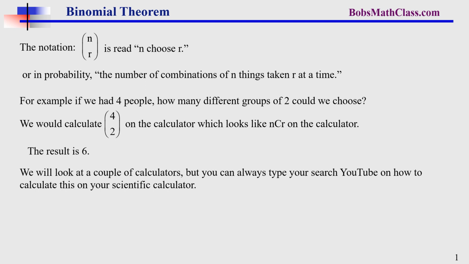We're not really going to work on probability, but if we were, a way we would say this is the number of combinations of n things taken r at a time. For example, if we had 4 people, how many different groups of 2 could we choose? We could get that by using our calculator. The button that we use on the calculator is NC, looks like NCR. So 4 choose 2, the result would be 6.